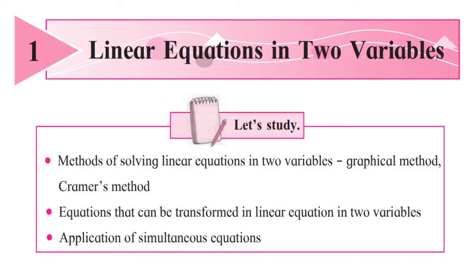We are studying chapter number 1, linear equations in two variables, and in that we have come to an end of the chapter, and the last topic is application of simultaneous equations. That means we are solving word problems based on this. From the last exercise, practice set 1.5, the last question is remaining. So let us discuss that last question.